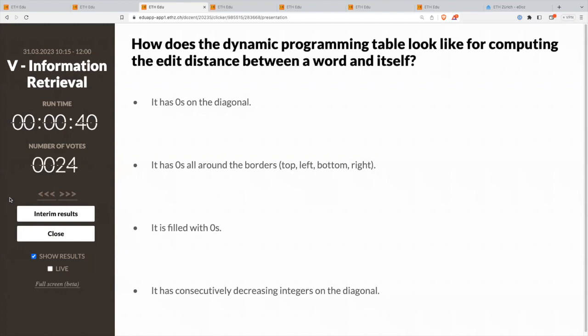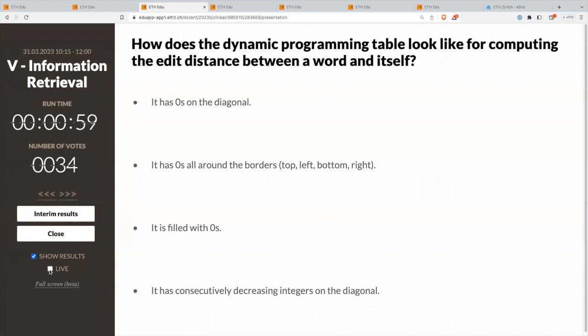So you remember this dynamic programming, right? We write one of the words on the rows, the letters are on the rows, the other one, the letters are on the columns, and then we use dynamic programming to populate this square with integers.